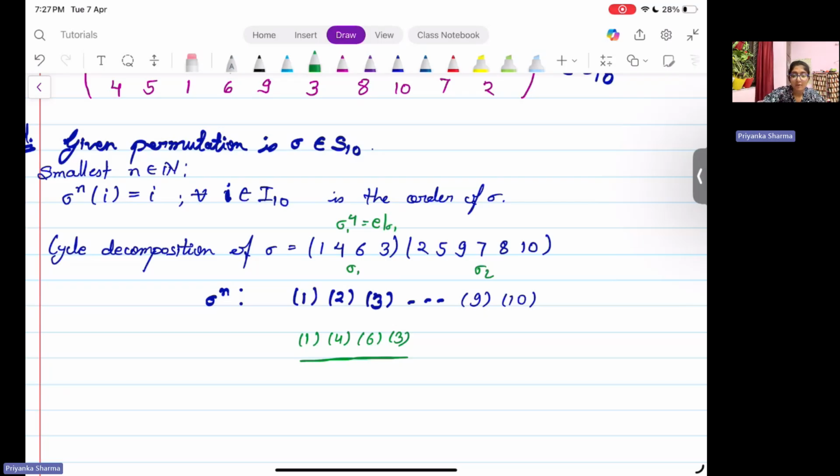Now, what about sigma 2? Here, the length of the cycle is 6. So if we take sigma 2 to the power 6, then we get the image of 2 as 2, the image of 5 as 5, and so on. So that will be the identity map reduced to sigma 2. Under sigma 2 to the power 6, we will have the remaining ones: 2, 5, 9, 7, 8, and 10.